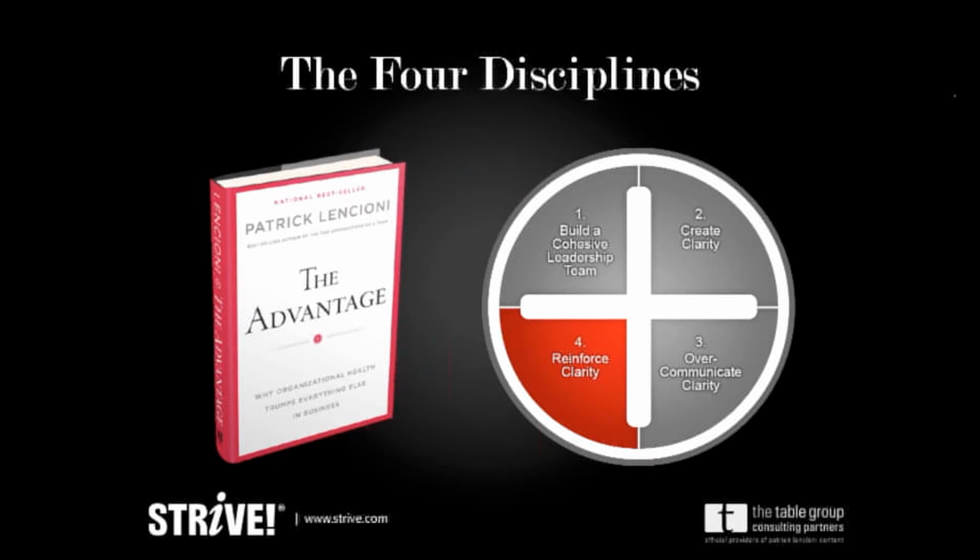Yeah. Let's go to discipline 4. Sure. So the fourth discipline is to reinforce organizational clarity through human systems. So everything that we've discovered in discipline 1, discipline 2, discipline 3, now we need to reinforce it through our human systems. All of a sudden, we're talking about culture.